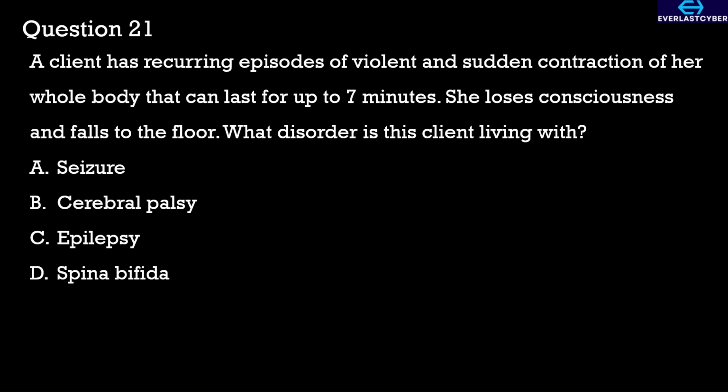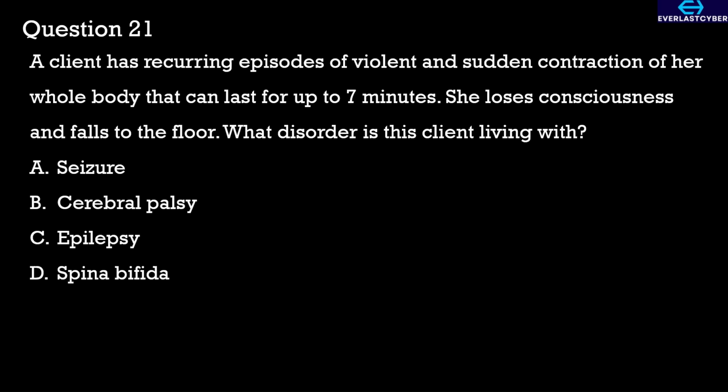Seizure is a single event. It is the sudden uncontrolled electrical disturbances in the brain that can cause violent muscle contractions and loss of consciousness. The described episodes in the scenario are seizures, but it doesn't describe everything that is happening. Cerebral palsy is a permanent motor disorder caused by brain damage before, during, or shortly after birth. It affects movement and posture, but it doesn't cause the sudden violent episodes of contraction as explained in the scenario.